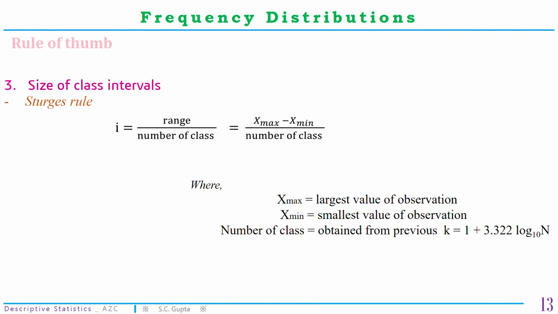The third principle is for size of class intervals. Sturges' rule equation is I is equal to range divided by number of classes. Range is actually X maximum minus X minimum. X maximum is the largest value of observation. X minimum is the smallest value of observation. Number of classes is obtained from the previous calculation of K.